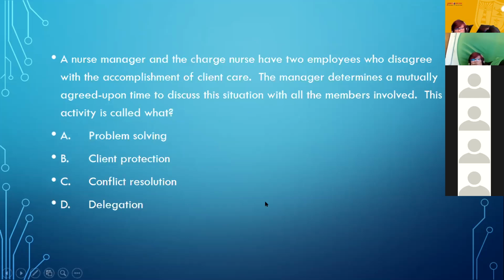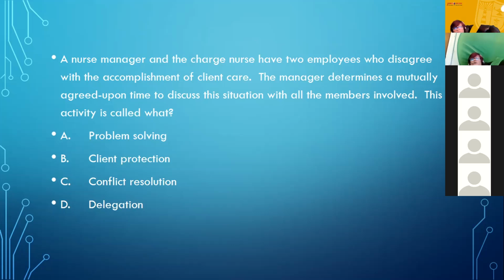A nurse manager and the charge nurse have two employees who disagree with the accomplishment of client care. The manager determines a mutually agreed time to discuss the situation with all members involved. This activity is called what? Conflict resolution.